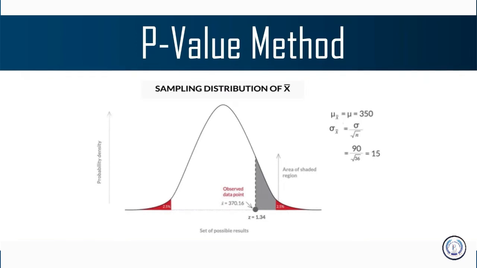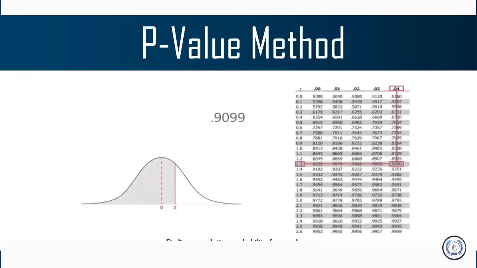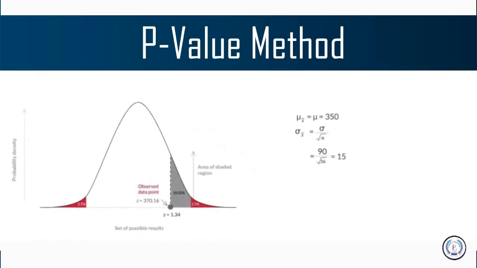If we look at the Z table, you can see how horizontally it has been plotted and how vertically it has been plotted, for 1.3 and 0.04. We find the value to be 0.9099. Now for calculating the p-value, we subtract 0.9099 from 1. It comes out to be 0.0901. Because it's a two-tailed test, we multiply it by 2 and we get the value as 0.1802, that is 18.02%. Now the significance level was 0.05, that is 5%.